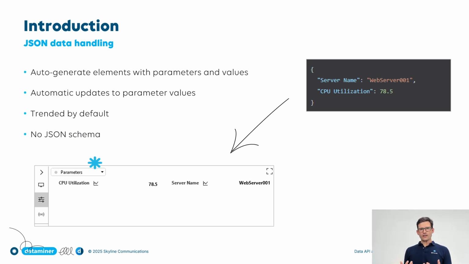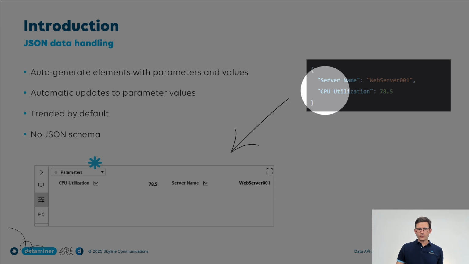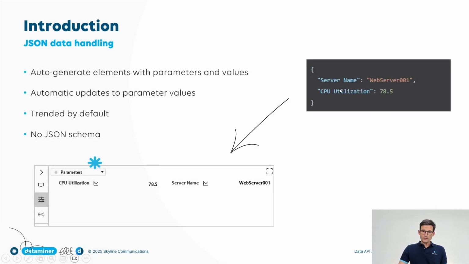Very specifically, let's have a very small example. I have the JSON example on the slide. If you send to Data API a JSON with this key value pair, where we have a server name with the value web server, and a CPU utilization with the number 78.5, we just take that JSON and send it to Data API.